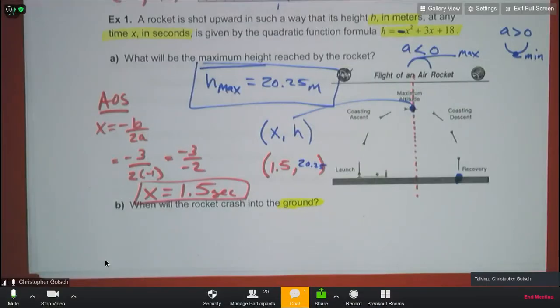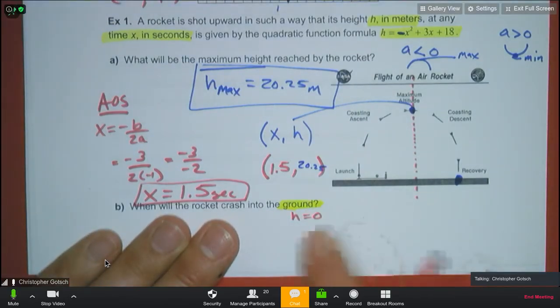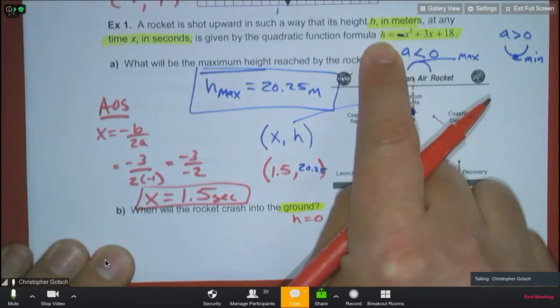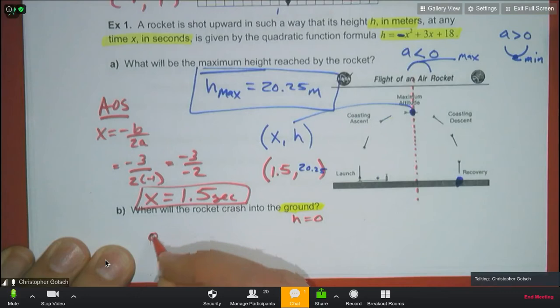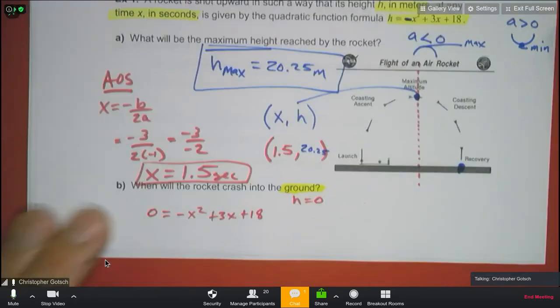Okay, what do you guys know about the ground? What's the height of the ground? 0, right? So h is 0 here. Okay? So all I got to do, if I'm doing this by hand, is plug it in. I can plug in 0 for h. So instead of h equals, I got 0 equals negative x squared plus 3x plus 18.